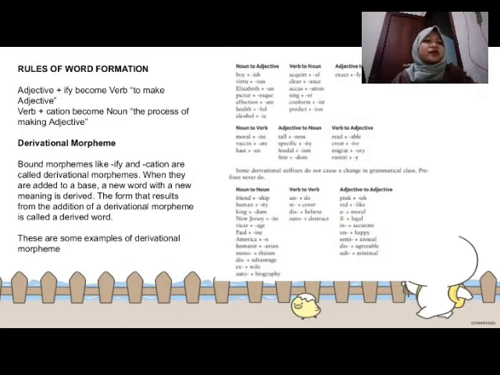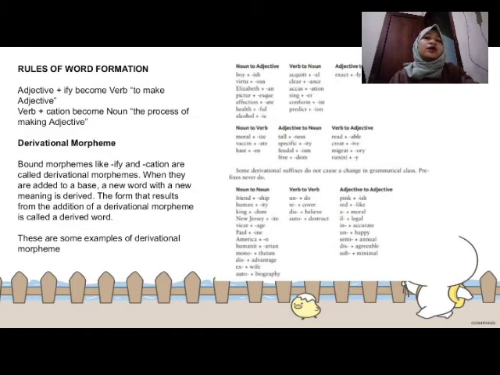And then we have derivation of morpheme. Bound morphemes like -ify and -cation are called derivational morphemes. When they are added to a base, a new word with a new meaning is derived. The form that results from the addition of a derivational morpheme is called a derived word. These are some examples of derivational morpheme.